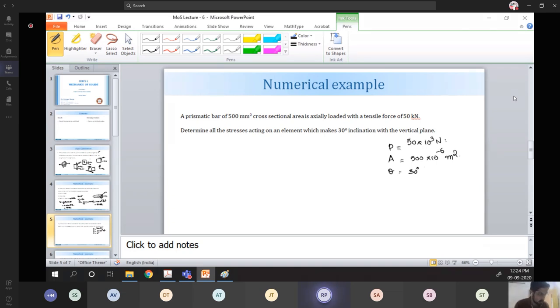And then what will be the final value? No, not the final value. We need to find all the stresses. All the stresses means the shear stress, the normal stress, as well as the complementary part. So what will be the expression for sigma theta? P by 2A into 1 plus cos 2 theta, sir. P by 2A. Yes.